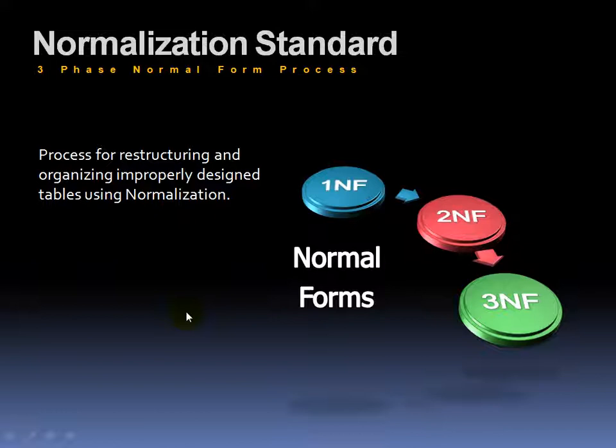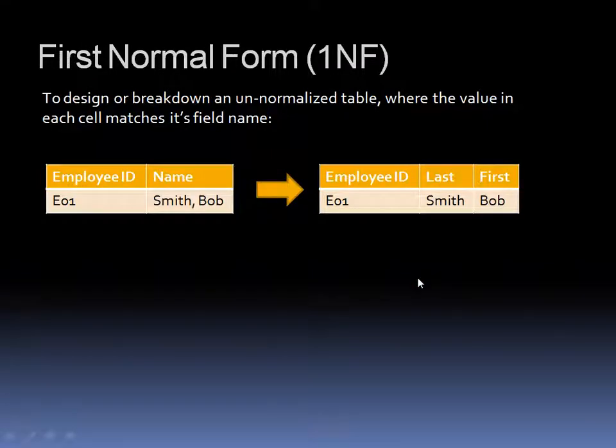So, for example, the process to help you restructure correctly a poorly designed database is a three-phase process. You have what's called the first normal form, second normal form, and third normal form. For example, the first normal form is to design or break down an unnormalized table where the value in each cell matches its field name.